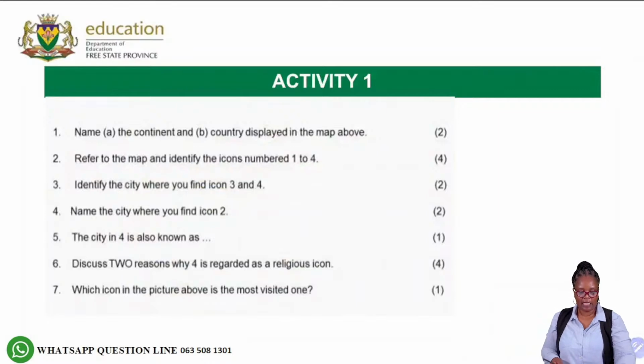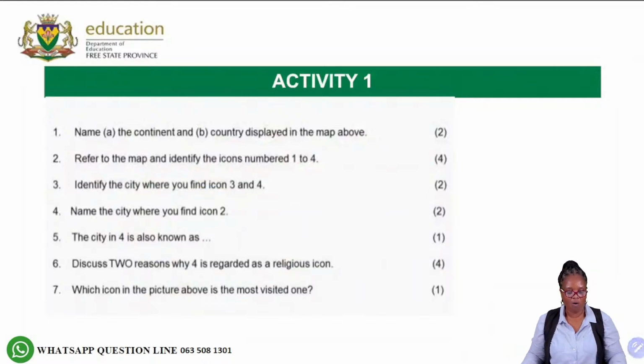Number 6, it says, discuss 2 reasons why 4 is regarded as a religious icon. The 4 is what? The Vatican City. Number 1 is whereby the Pope lives. You know that. And it is one of the sacred places for the Roman people. And lastly, we say that it's the world center of the Roman Catholic Church.